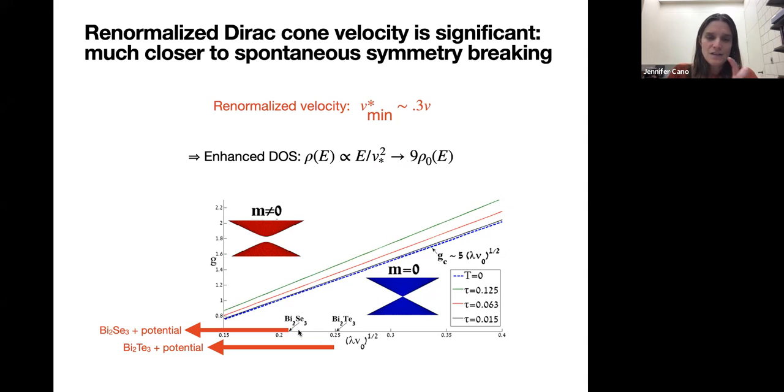So I drew these arrows, which show where bismuth selenide and bismuth telluride would be if we shifted the Dirac cone velocity by a factor of 3. You can see, especially for bismuth selenide, it pushes it right into the range of these critical curves that they computed. So if we could achieve this level of changing the Dirac cone velocity, it's possible that we would be able to realize the regime of spontaneous magnetic order on the surface of the TI. I think that's a pretty significant development.